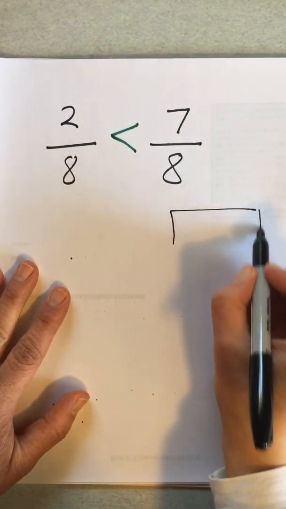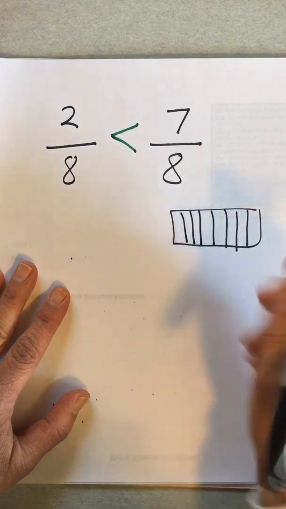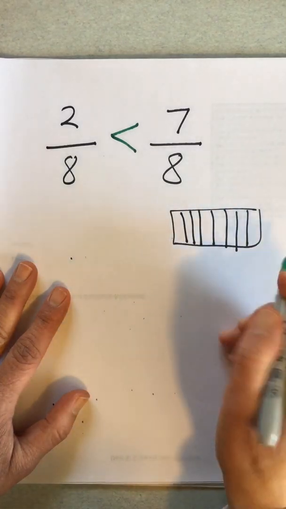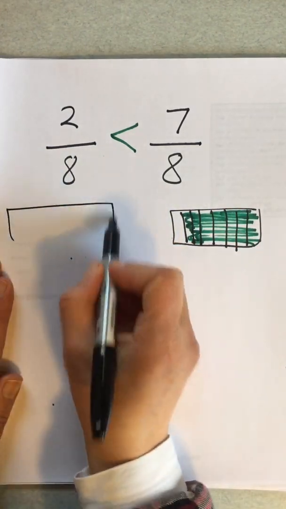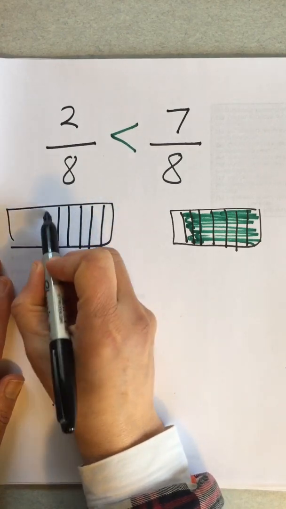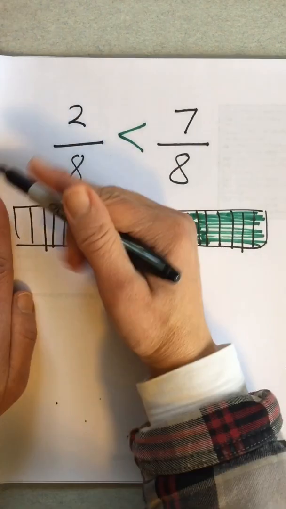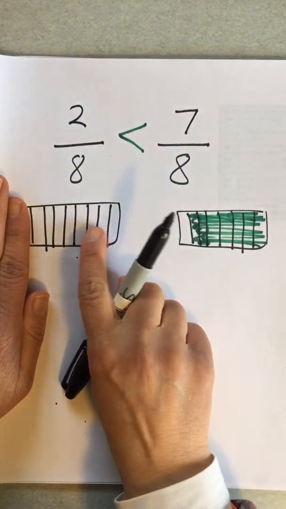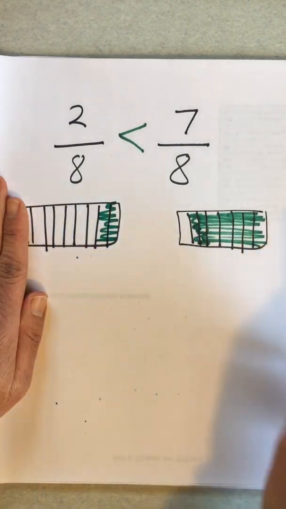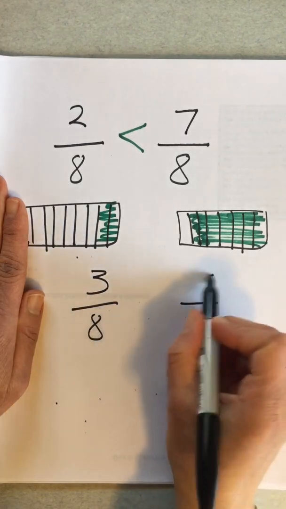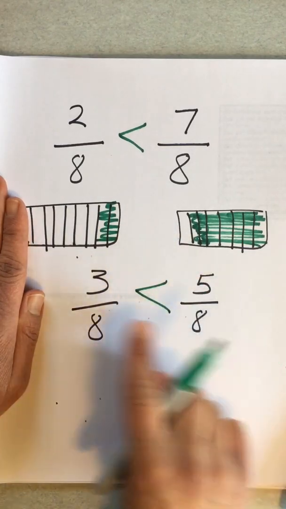Why? Because if there's 8 parts here, 1, 2, 3, 4, 5, 6, 7, 8, I am highlighting almost all of them, right? But here, out of the 8, I'm only doing 2. Which one is bigger? This one, right? So if I do 3 over 8 and 5 over 8, again, which one is bigger? This one. I'm highlighting 5 out of the 8. This is 3 out of the 8.